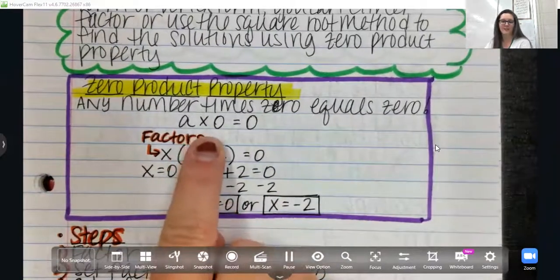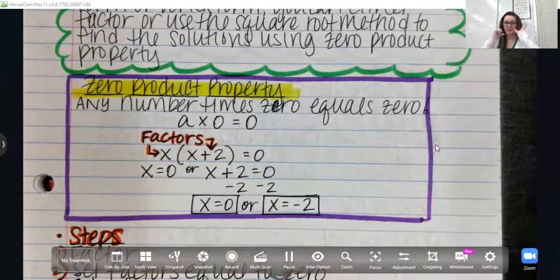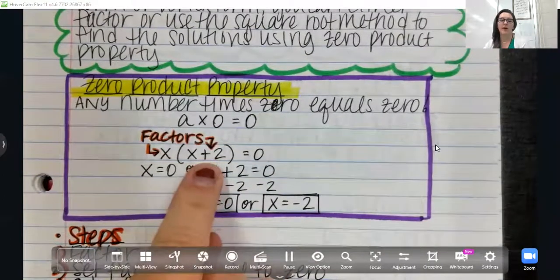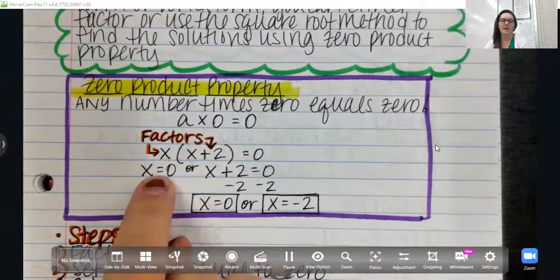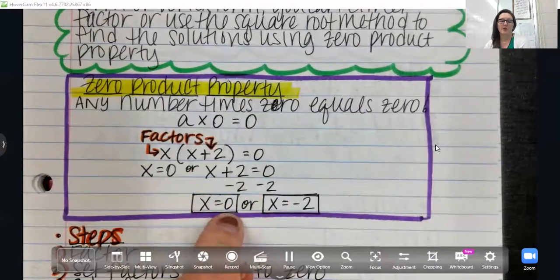You learned that a long time ago, right? So here we're just adding it to algebra. x times (x plus 2) equals 0. Those are factors, so you set each factor equal to 0. x equals 0 and x plus 2 equals 0, and then solve.